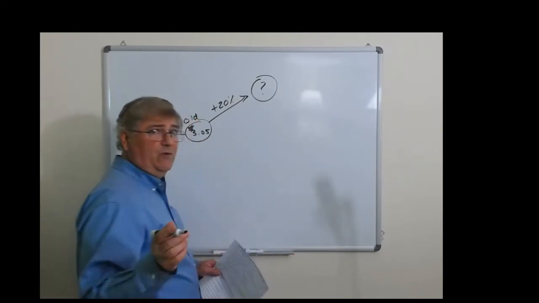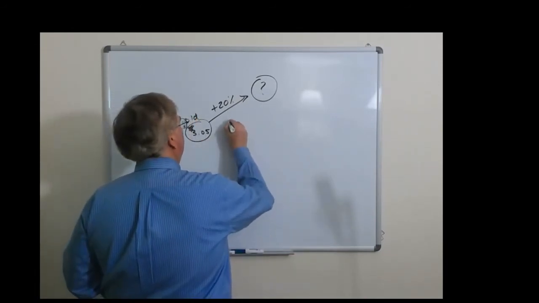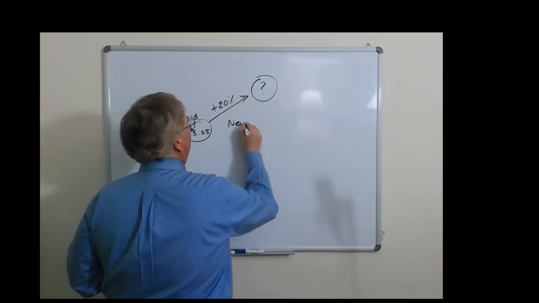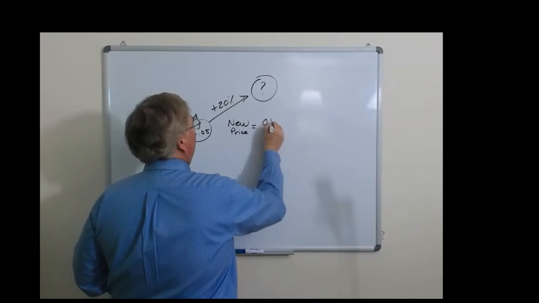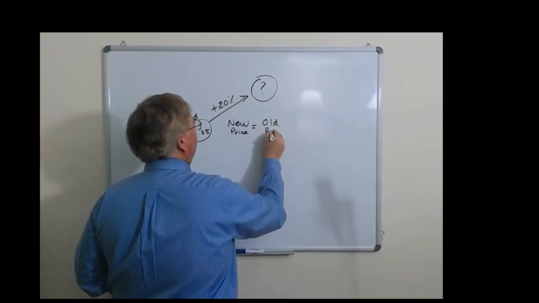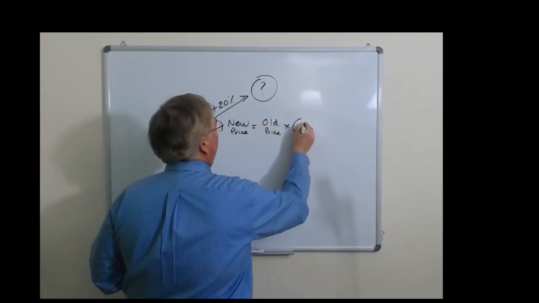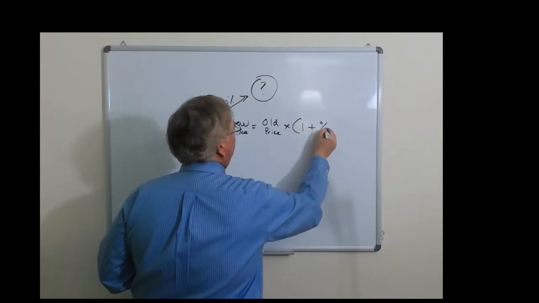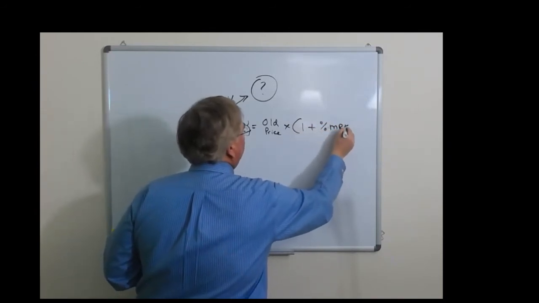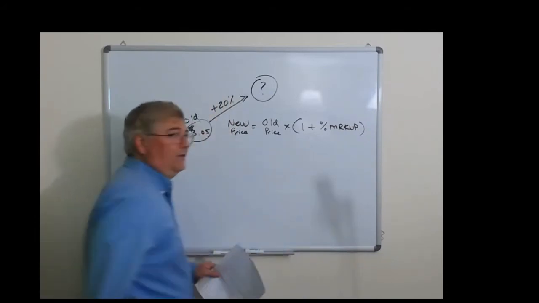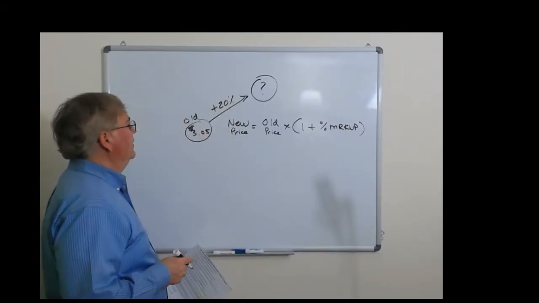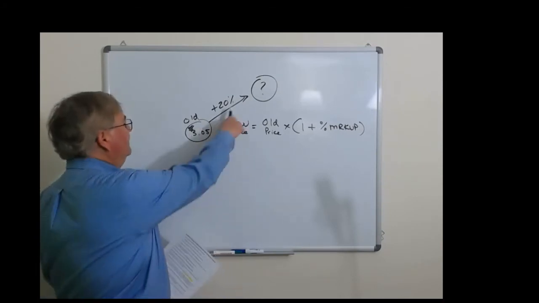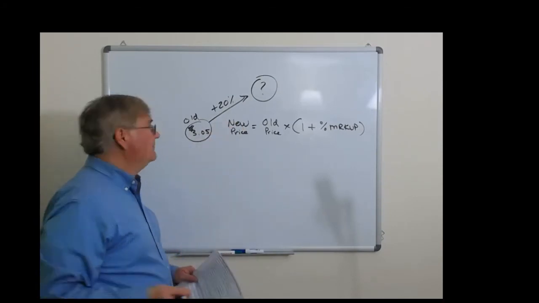So let's just review the markup formula real quick. Markup says the new price is equal to the old price multiplied by 1 plus the percentage markup. Okay? So now it's just a matter of plugging in the values that are given.